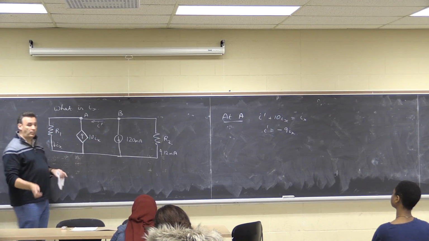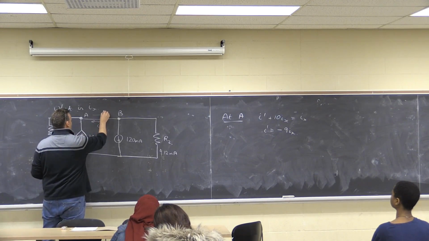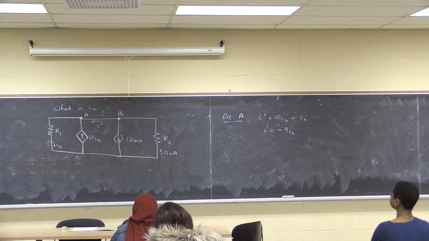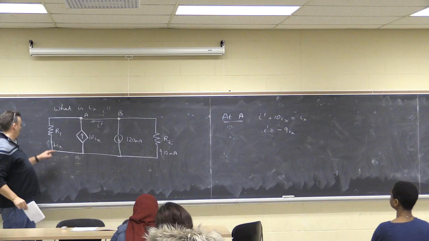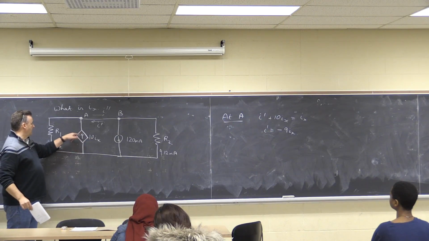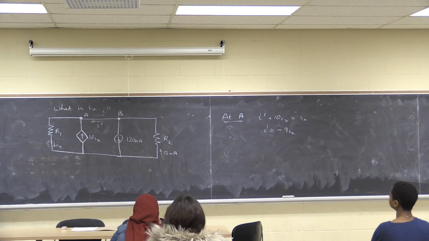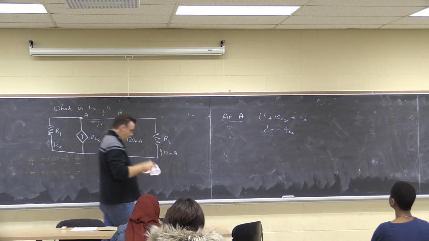So you could do this problem by assuming a current I double prime going that direction and write a different equation. That would say 10 IX equals I double prime plus I of X. And you get the same answer at the end of the day.